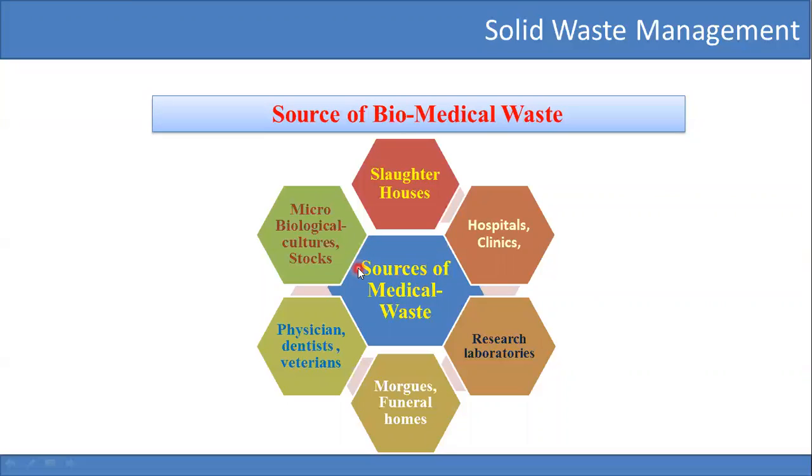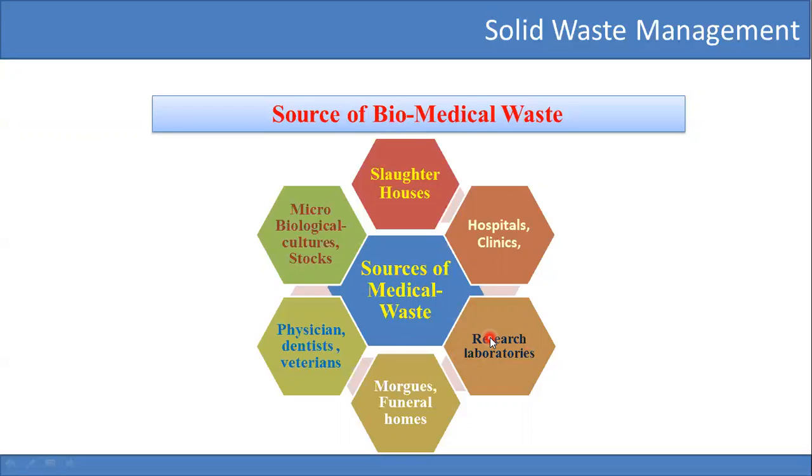The next source is pathological waste. This consists of human tissues, organs, body parts, and body fluids that are removed during surgery and post-mortem procedures, with the exception of teeth, feces, excreta, and corpses and body parts intended for interment or cremation.